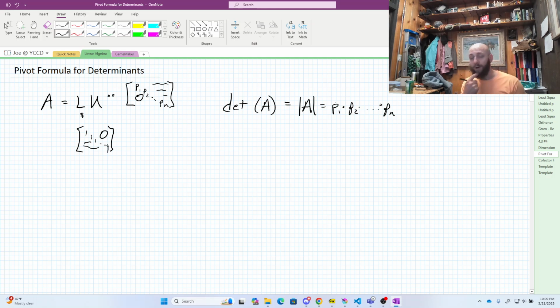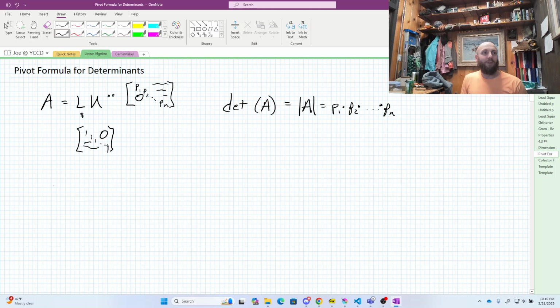This is actually how the computer does it, for reference. So if you ask a computer the determinant of a matrix, what it's going to do is get it into lower triangular, upper triangular mode, and it's going to multiply the pivots. It doesn't even actually need to figure out what the L matrix is.